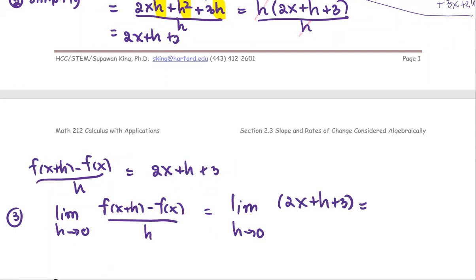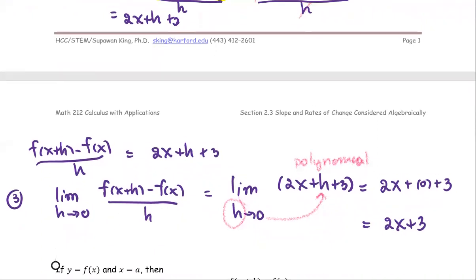If you recall, to find the limit where the function is a polynomial function, you can treat it the same way as you find the function value. But keep in mind, in this one you take the limit as h approaches 0. Wherever you see h, you replace it with 0. Nothing to do with the x, leave it the way it is. So what we have is 2 times x, and then 0 for the h, plus 3. So the answer is 2x plus 3.